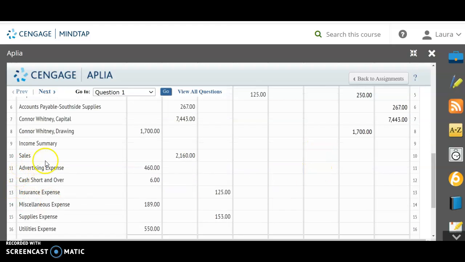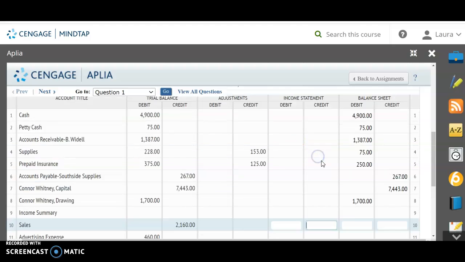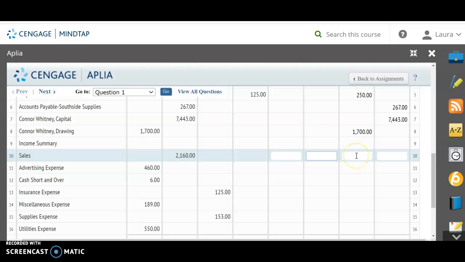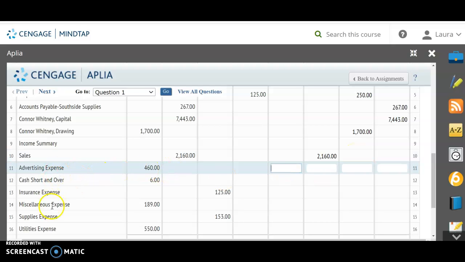columns. So we have sales here, that's a credit, and it's hard to see the column, so just make sure you scroll, but we have income statement credit. So we're going to put the $21.60 there, and then all the rest of these expenses, including cash short and over, are all debits. So $460 here, $6.